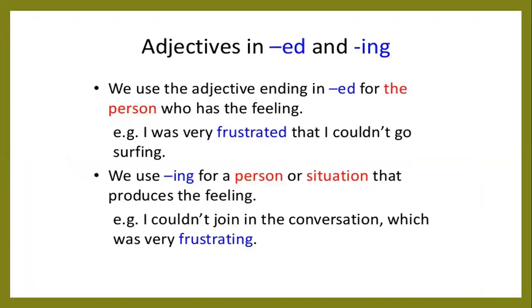Okay, in conclusion, adjectives with -ed and -ing. We use the adjective ending in -ed for the person who has the feeling. For example, I'm very frustrated that I couldn't go surfing. We use -ing for a person or situation that produces the feeling. I couldn't join in the conversation, which was very frustrating. Yes?